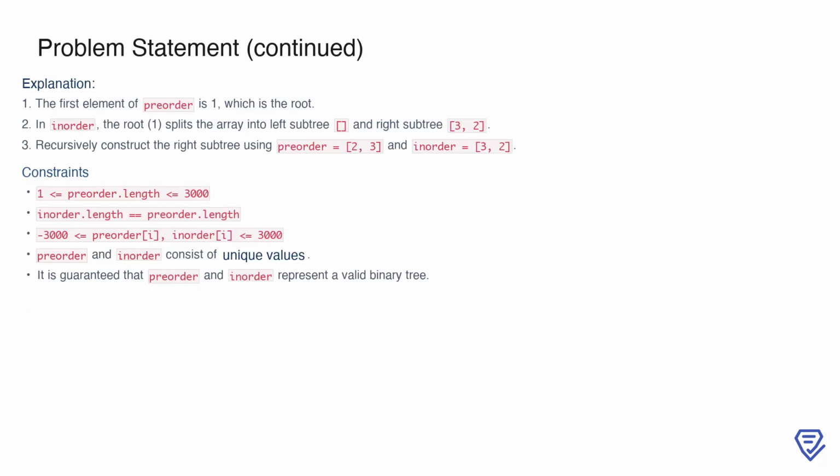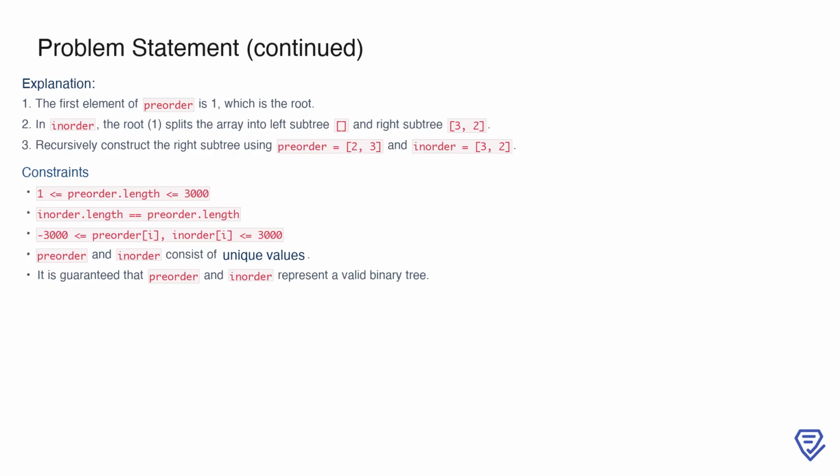Finally, in the third example, the input preorder array is 1, 2, 3, and the inorder array is 1, 3, 2. The resulting binary tree has a root node of 1, with no left subtree and a right subtree rooted at 2. Node 2, in turn, has a left child of 3.